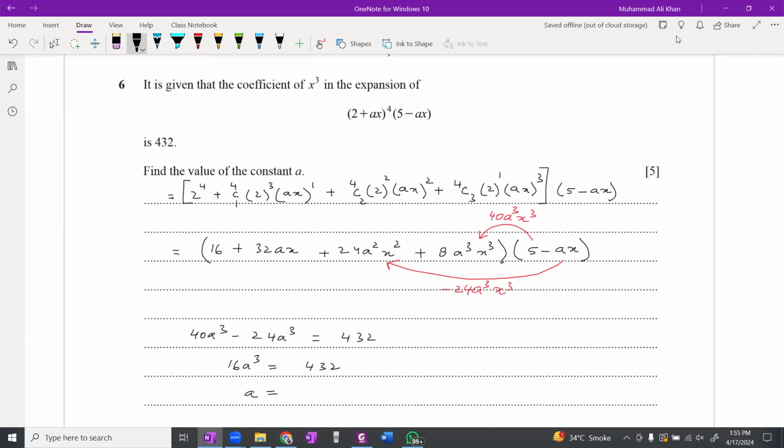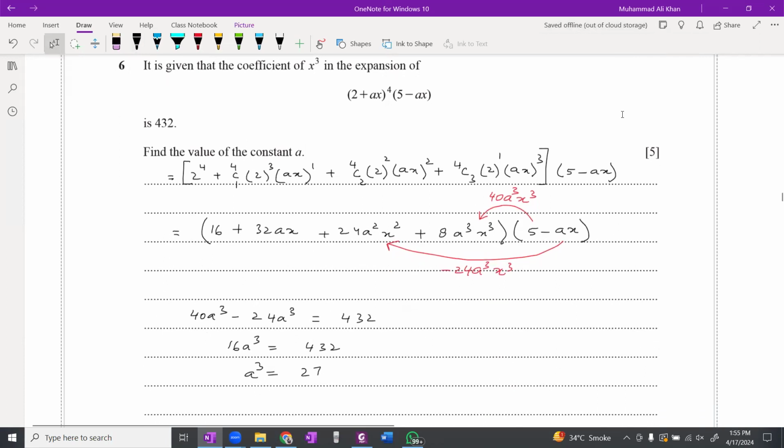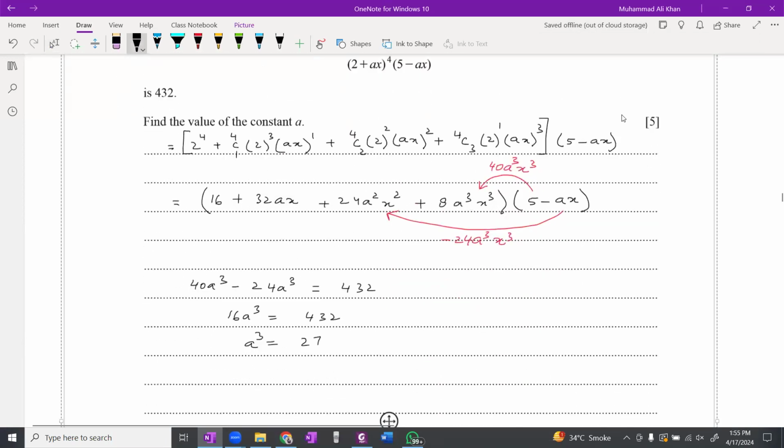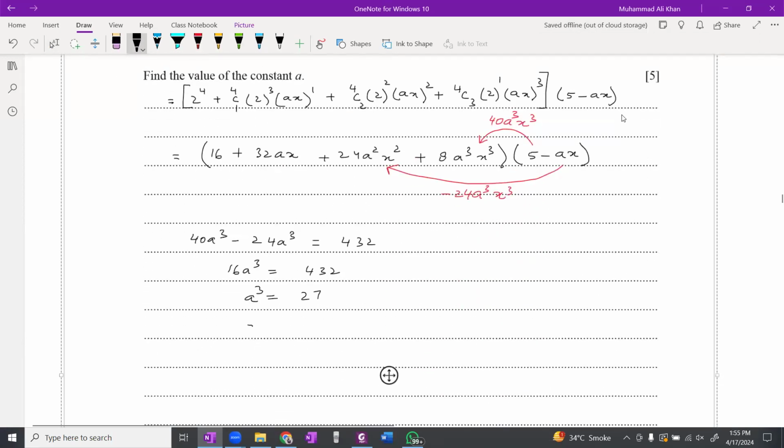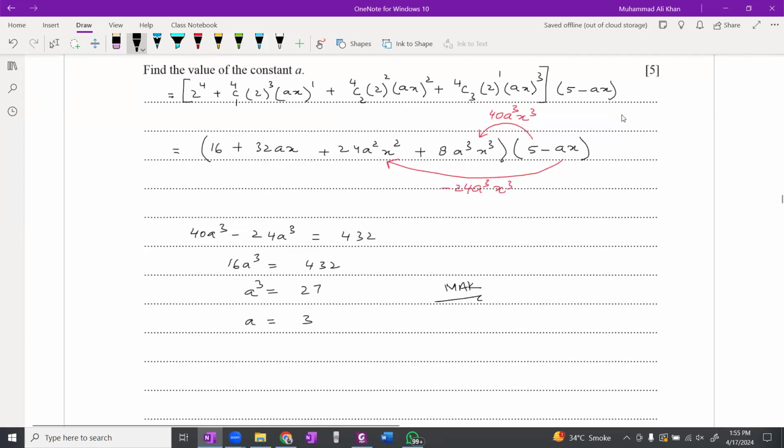And now, after that, what is the value of a? The value of a cube is 27. And what is the value of a? The value of a is the cube root of 27, which is 3. This is the value of it. Hopefully, it is clear. Question of 5 marks.